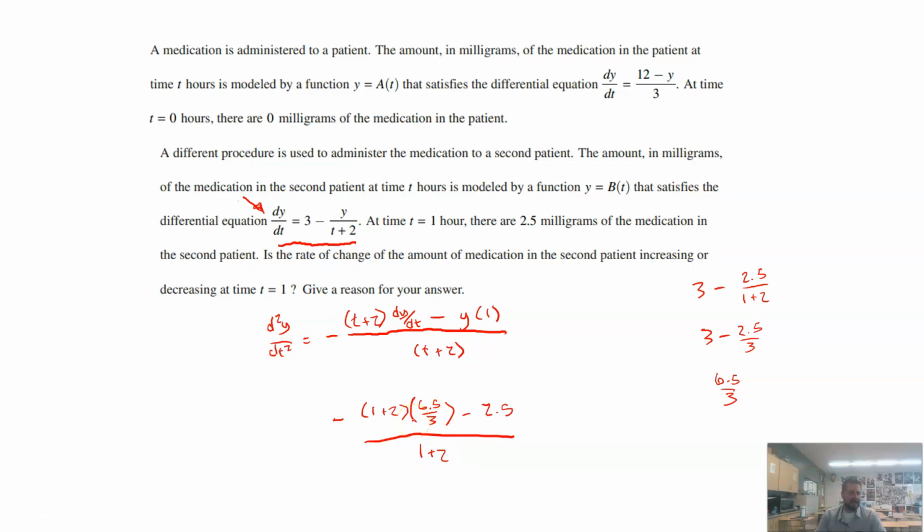What I care about is whether this number is positive or negative. So all I need to know is this number right here, that's 3 times a number bigger than 1, is going to be bigger than 2.5. So my fraction here in general is going to be a positive number, and that times a negative out front, which means it's negative overall. So that means that the rate is decreasing at that particular time. And your reason is the second derivative is negative, so you don't have to say much more than that.